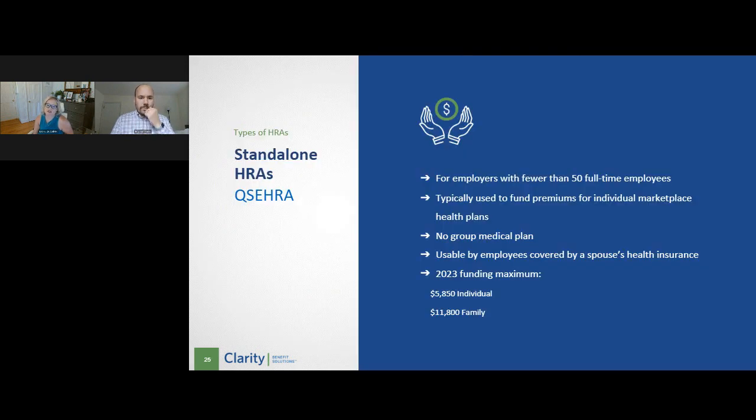Let's take a look first at the qualified small employer HRAs, or QSEHRAs. This type of HRA is only for small businesses with 50 or fewer employees. To offer a QSEHRA, the small business must not offer group health insurance to its employees. Thus, employees are responsible for getting themselves covered by an ACA-compliant health plan, possibly on the individual market or through their spouse's employer's group coverage plan. Unlike integrated HRAs, there's a government set annual limit on reimbursements an employer can pay. For 2023, that limit just happens to be $5,850 for individuals and $11,800 for families.